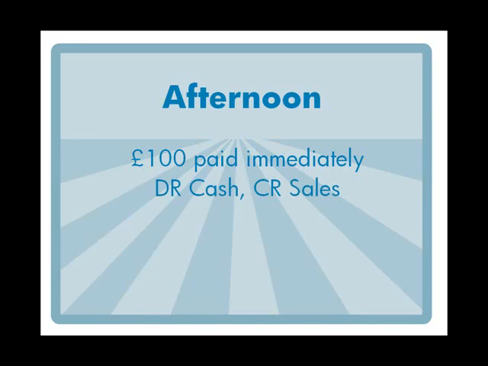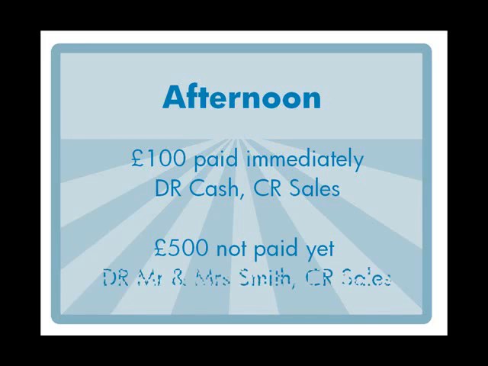Molly cleans a house which her customers, Mr. and Mrs. Smith, are selling. This time, because it's a bigger job, she charges £500. Mr. and Mrs. Smith aren't there to pay her, so she leaves them an invoice. The double entry would be debit Mr. and Mrs. Smith because they're customers who owe Molly money, which also counts as an asset of the business, and credit sales.